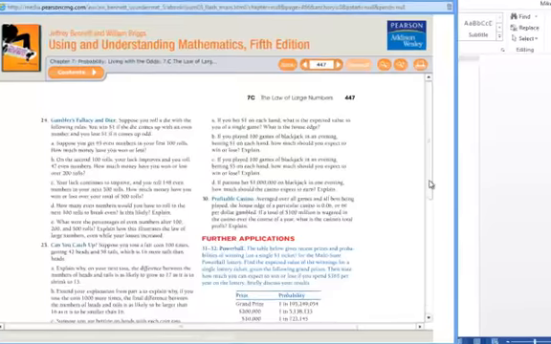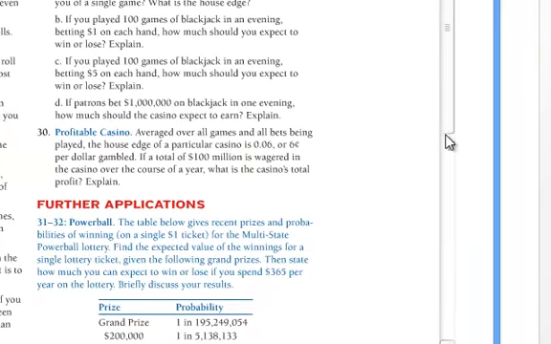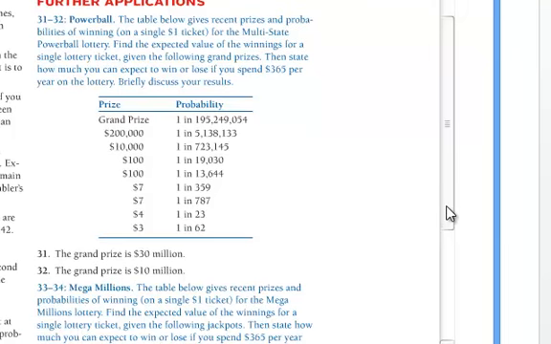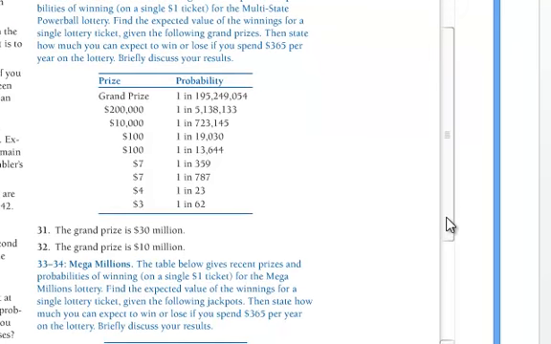If you look at this in the book, we're looking at a game called Powerball as an application. This is real world math, and they're saying that this table gives recent prizes. It gives you the odds, or the probability. Odds are different. It gives the probability of winning a particular prize. So we want to find the expected value of winnings for a single lottery ticket when we're given these prizes. The grand prize is just listed as grand prize on the example, but in number 31 you'll notice that it says the grand prize is $30 million.